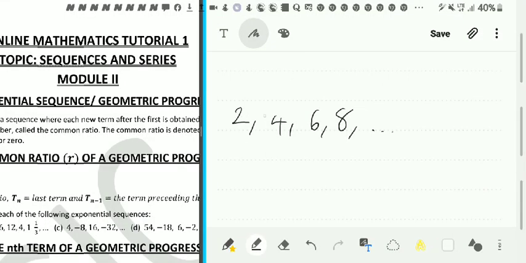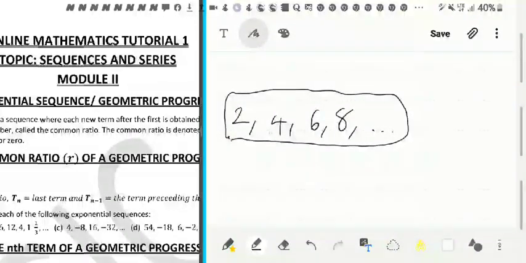Look at something like this now. 2 plus 2 will give us 4. 4 plus 2 gives us 6. 6 plus 2 gives us 8, and so on. So the next term in this sequence is always gotten by just adding 2 to the previous term. Any sequence like that, where we get terms by addition or subtraction of a constant term, is known as an arithmetic progression.